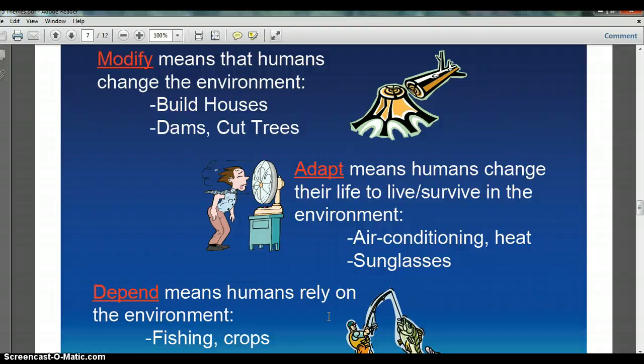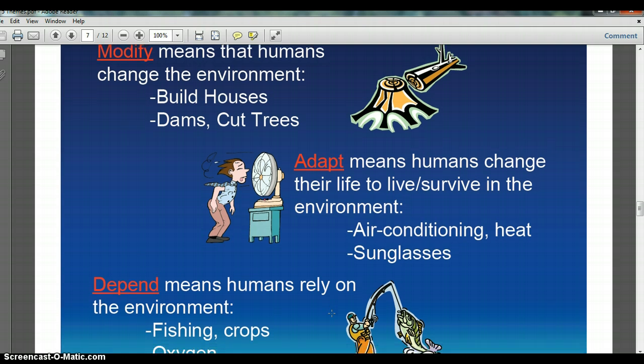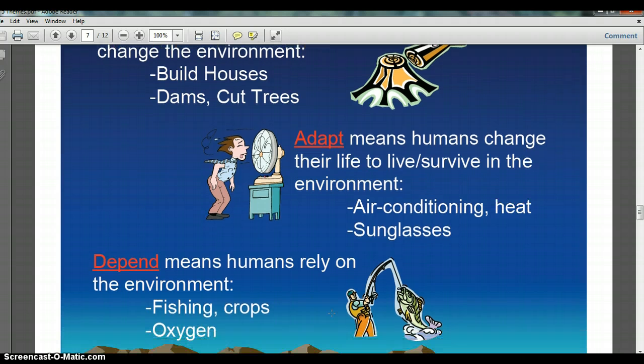Humans must also adapt because of the environment in order to survive or live. That is, they must have air conditioning, or so we think, because we get way too hot in the summer. We like to turn on the air conditioning. In the winter time it gets really cold, so we like to turn on the heat. When you go outside, if it's bright and sunny, you might put on sunglasses. These are all great examples of how humans adapt to meet their environment needs by living and surviving.